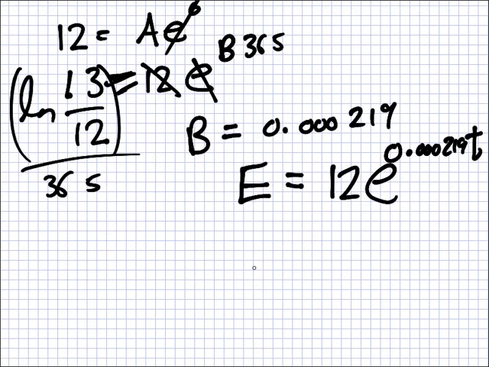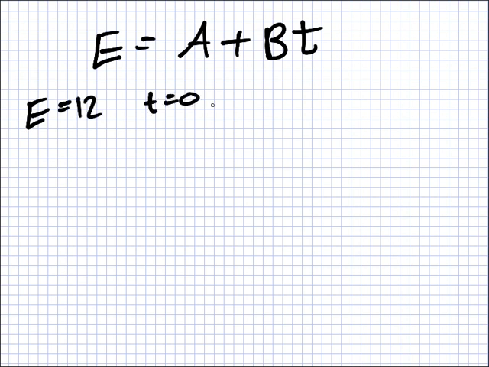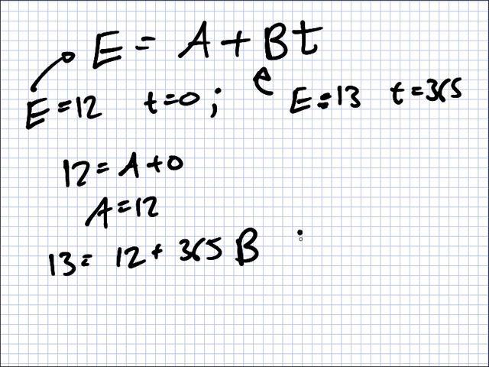The next part is: model the energy of the town to be linear. So now that says E equals A plus BT. That's a linear relationship. Once again, when t is 0, E is 12. And when t is 365, E is 13. If I sub this in, I get 12 equals A plus 0, so A is 12 again. And if I sub this in, I get 13 equals 12 plus 365b. So that means b will be 0.00274.